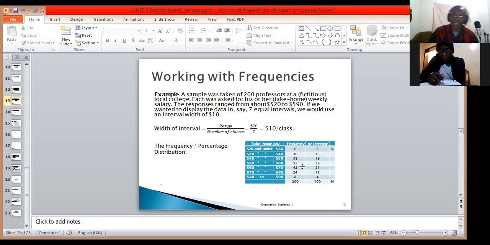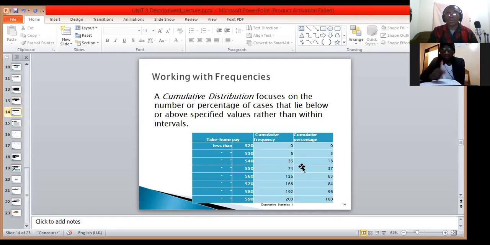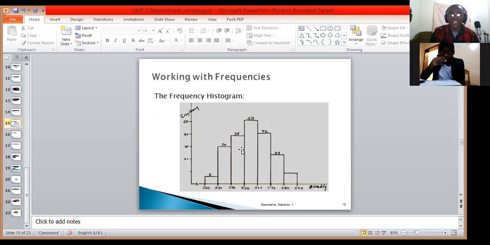So this is how we plot the histogram. We use the frequency table. 520, the frequency is 6. 530, 30. 540, frequency was 38. That's how we draw it.